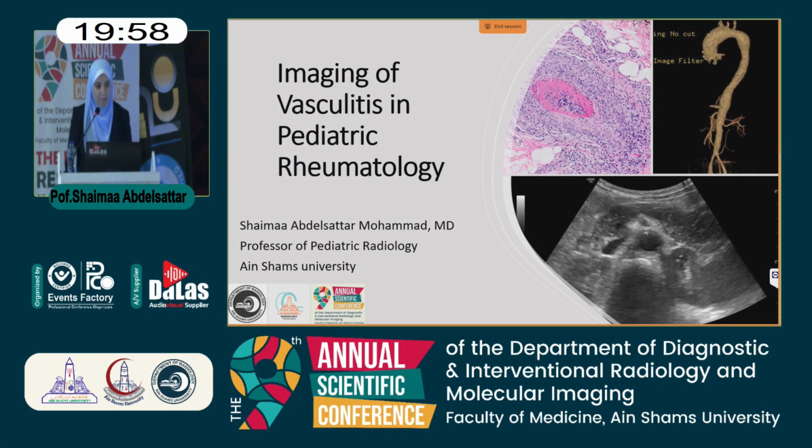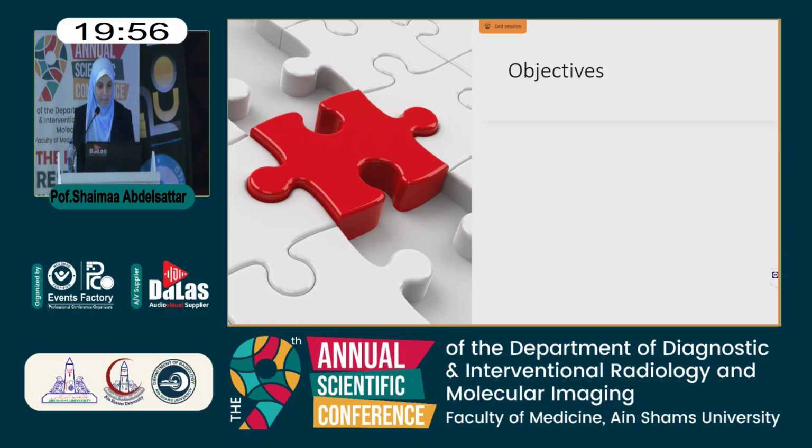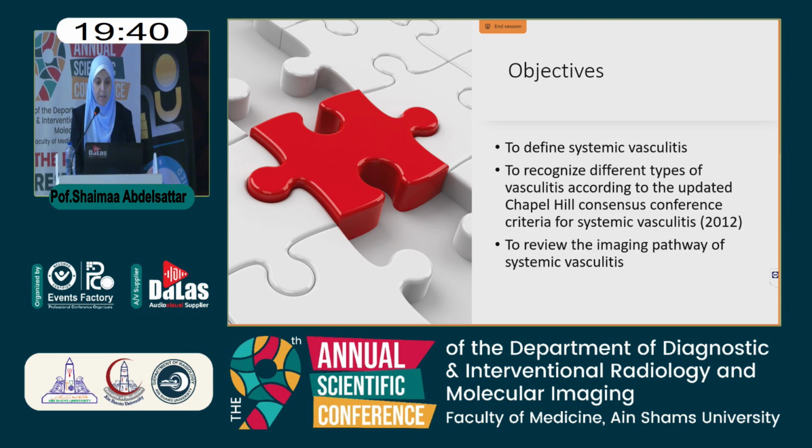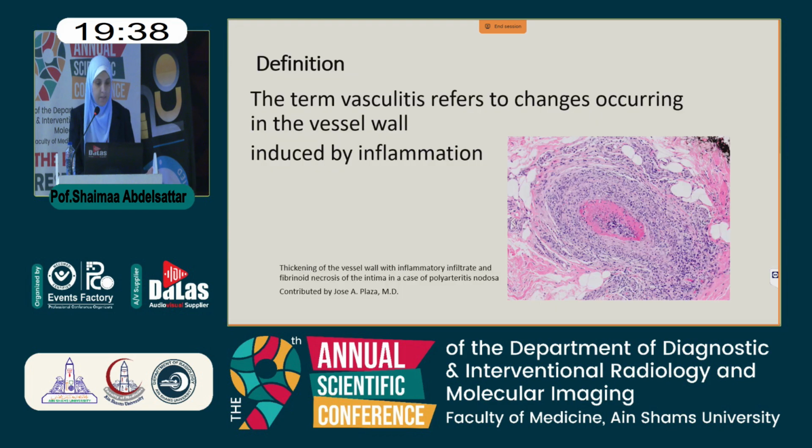I will talk about imaging of vasculitis in pediatric rheumatology. My objectives are to define systemic vasculitis and to recognize different types of vasculitis according to the updated Chapel Hill Consensus Conference criteria for systemic vasculitis 2012, and to review the imaging pathway of systemic vasculitis.